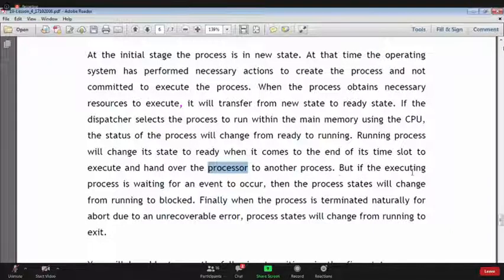But if the executing process is waiting for an event to occur, it cannot execute until it gets a result from that event. Maybe it is waiting for your user input, for your password, for example. Until the user enters the password, the process is blocked, right? Then the process state will change from running to blocked.